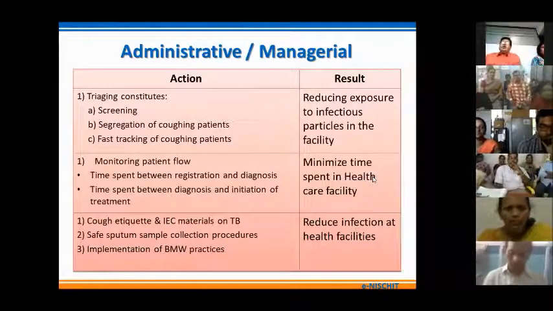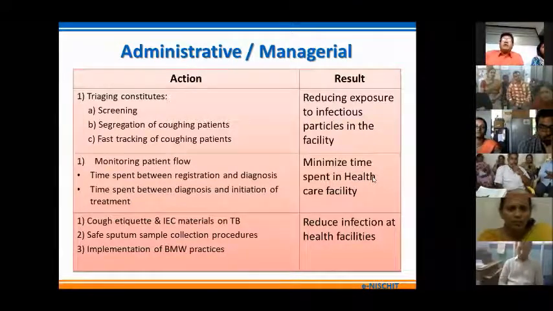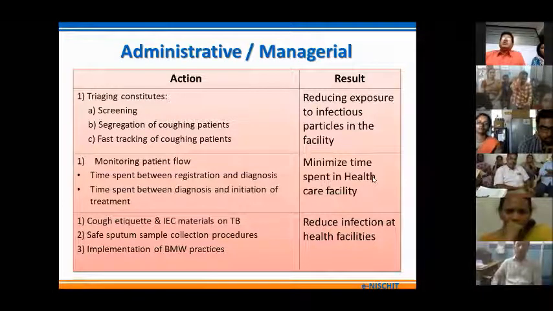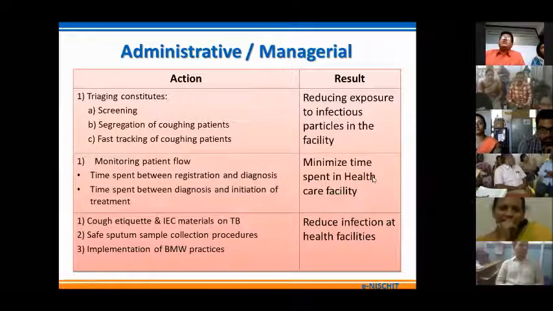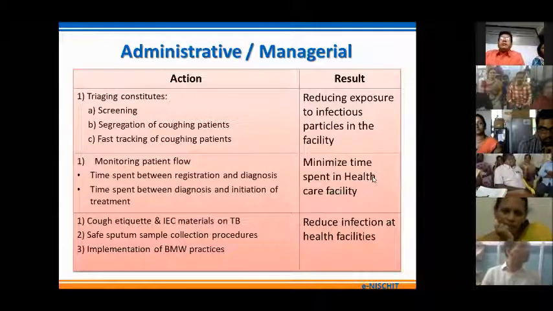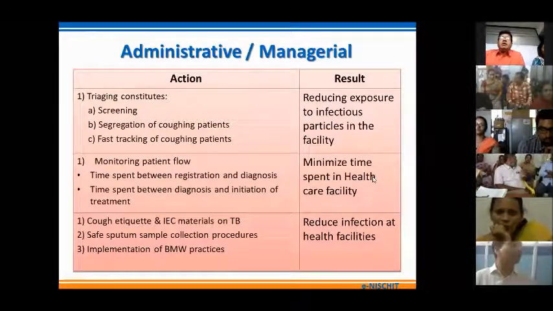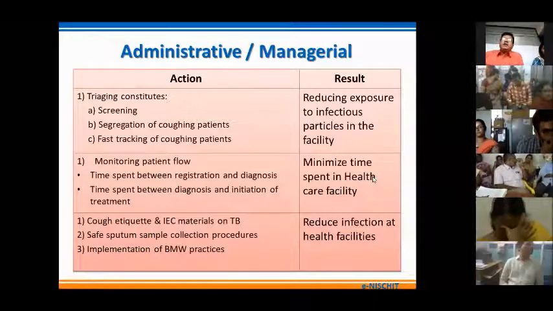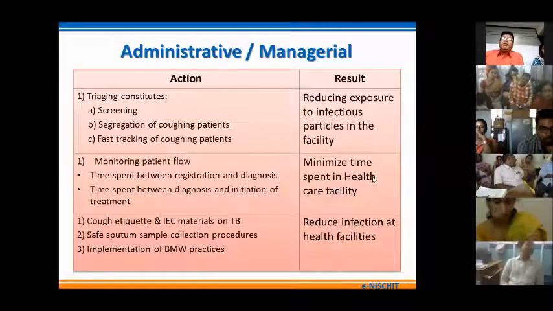When we summarize the administrative and managerial measures, on the left hand side you will see the action and on the right side what that action will result in. Triaging constitutes three important activities. One, you have to screen them. You have to segregate the coughing patients, and then fast track the coughing patients so that they jump the queue and go quickly to either the counselor, the medical officer or the staff nurse, so that the time between registration and diagnosis, and between diagnosis and initiation of treatment, is minimized. We are minimizing that time so that transmission happens at a very low level.